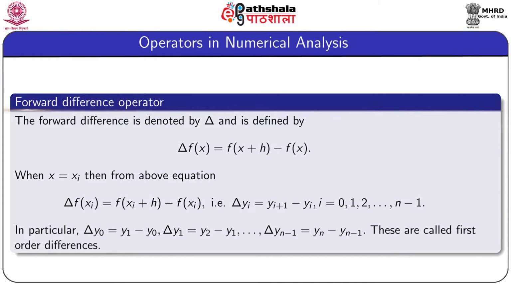First we define the forward difference operator, denoted by capital delta and defined by delta f of x equal to f of x plus h minus f of x. When x equals x_i, the above equation becomes delta f of x_i equal to f of x_i plus h minus f of x_i, that is, in terms of ordinates, delta y_i equal to y_(i+1) minus y_i, and this is true for all i equal to 0 to n minus 1, that is, for n values.